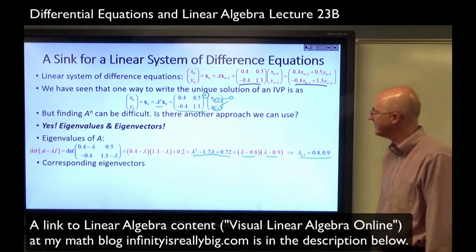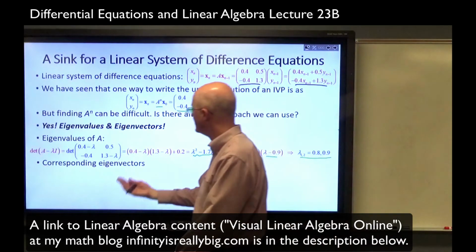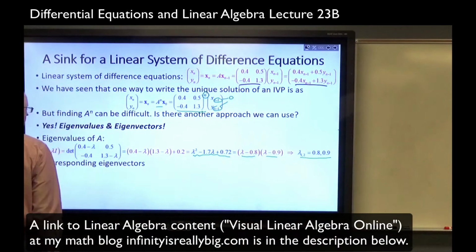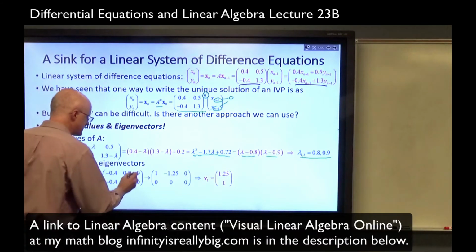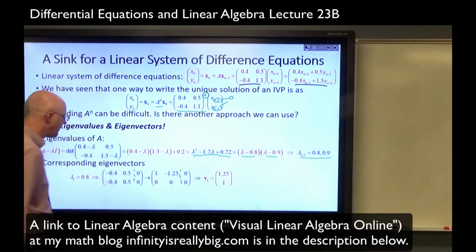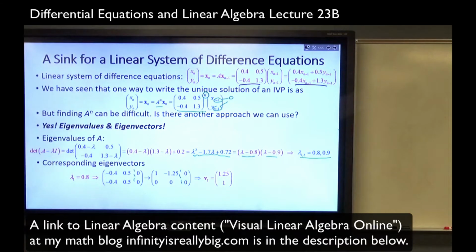What are the corresponding eigenvectors? Do the same thing here as with differential equations. Plug in the lambdas, solve a corresponding homogeneous system. That's always how we calculate eigenvectors. Plug in 0.8. 0.4 minus 0.8 is negative 0.4. 1.3 minus 0.8 is positive 0.5. These are multiples of each other.